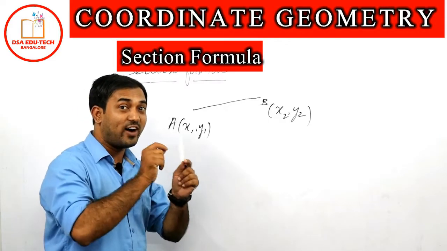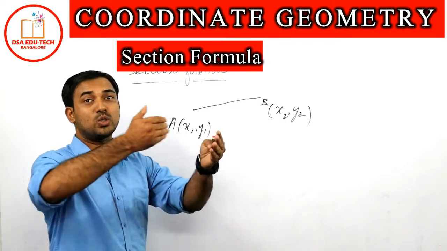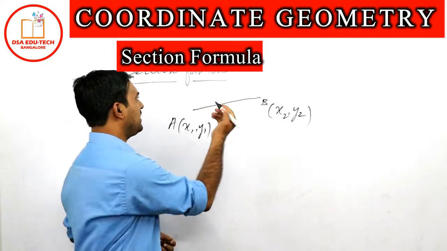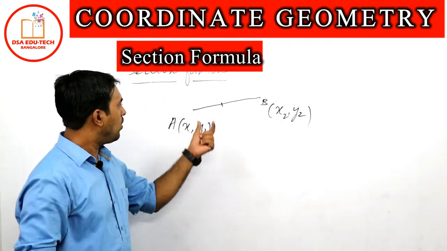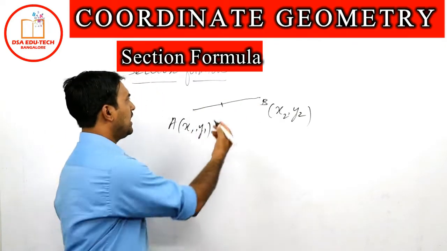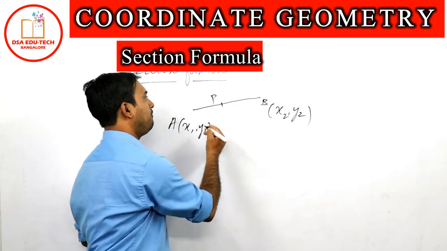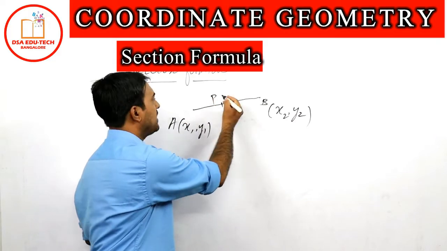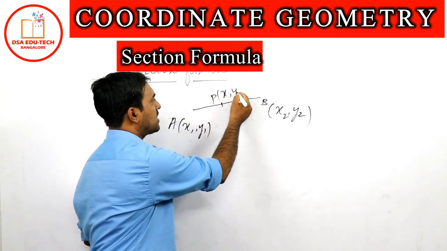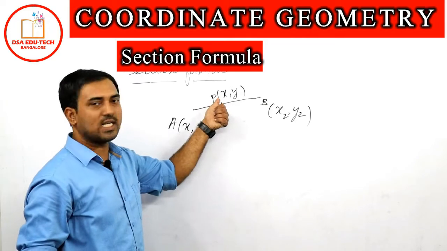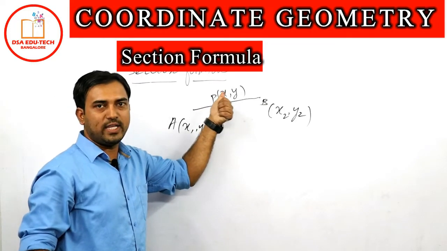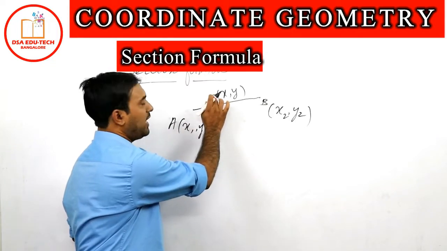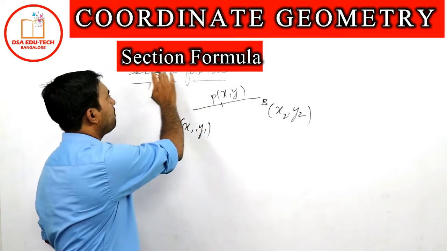What if I divide this line into parts? It could be divided into 2, 3, 4, as many as I want. So let me divide this into two parts, one part and the other part. I'll give this point which is dividing A and B the name P. So P would be (x, y), and I'll call this the coordinate of the given point. Now, in order to find P, that is the coordinate of the point, we use the section formula.